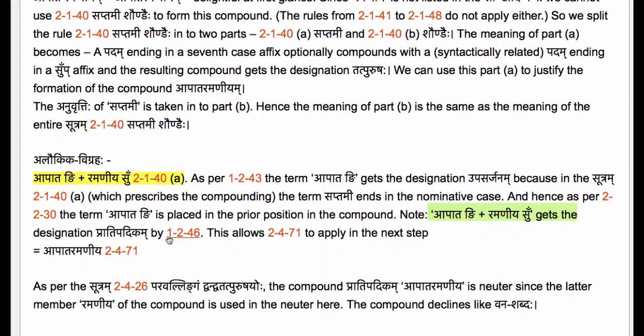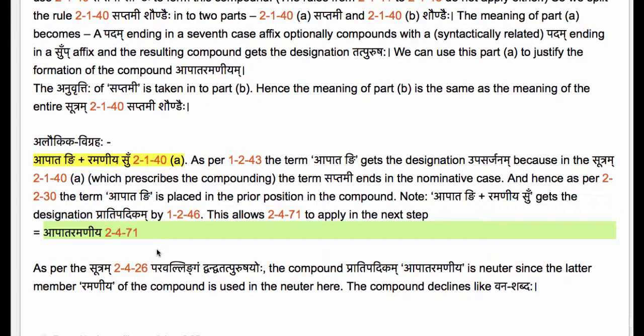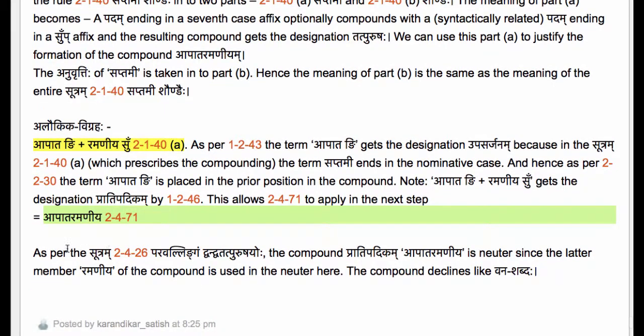Now, Apata Ni plus Ramaniya Su gets the designation Pratipadikam by 1246 Krit Taddhita Samasascha, because we have formed a compound. And this allows us to apply 2471 Supo Dhatu Pratipadikayoho, to form the luk elision on the sup affixes Ni and Su, which are inside the compound Pratipadikam. So now we get the final compound Pratipadikam Apata Ramaniya.